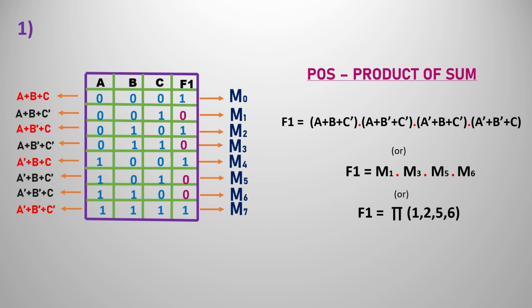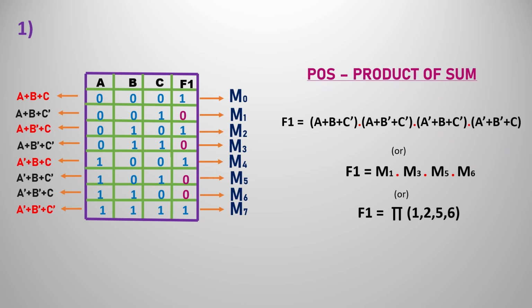If you observe, in this first example we have zeros in the first, that is M1, in the third, that is M3, in the fifth, that is M5, and in the sixth, that is M6. Correspondingly, the expanded formats highlighted in black are A plus B plus C bar, A bar plus B plus C bar, and A bar plus B bar plus C, and the remaining expressions have to be represented in the product format as shown in the F1 format. So this is the representation of POS, product of sums.